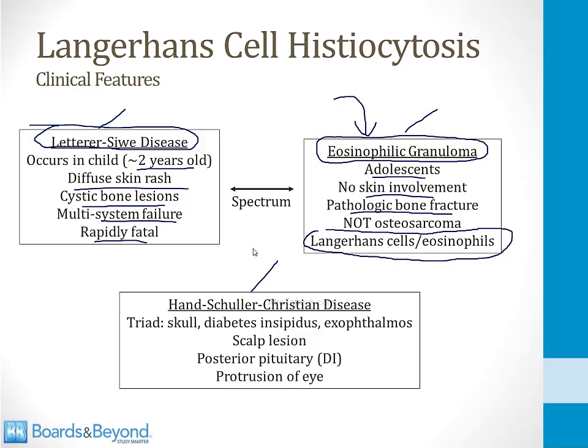In the middle of the spectrum is Hand-Schüller-Christian disease. This disease involves a triad of lesions in the skull, diabetes insipidus, and exophthalmos. The skull involvement is usually a skin lesion on the scalp. The posterior pituitary is often involved. That's what leads to diabetes insipidus. And finally, the eye socket can be involved. That leads to protrusion of the eye.